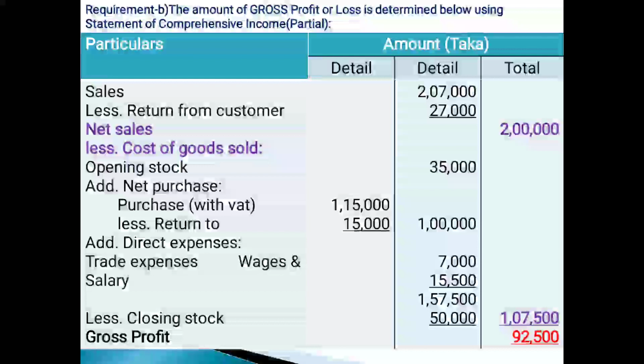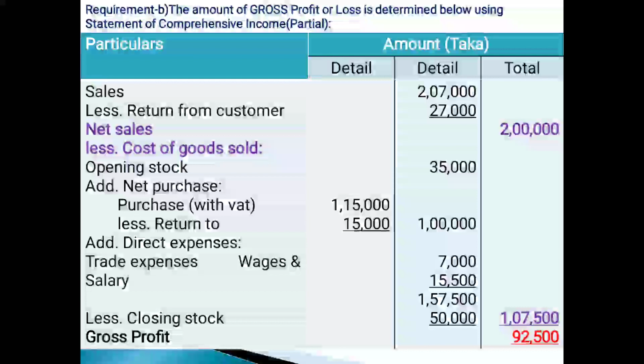Purchase amount 1,15,000 less return to suppliers, that is purchase return. So this amount is to be deducted. Total amount of purchase 1,15,000 minus 15,000 is equal to taka 1 lakh.